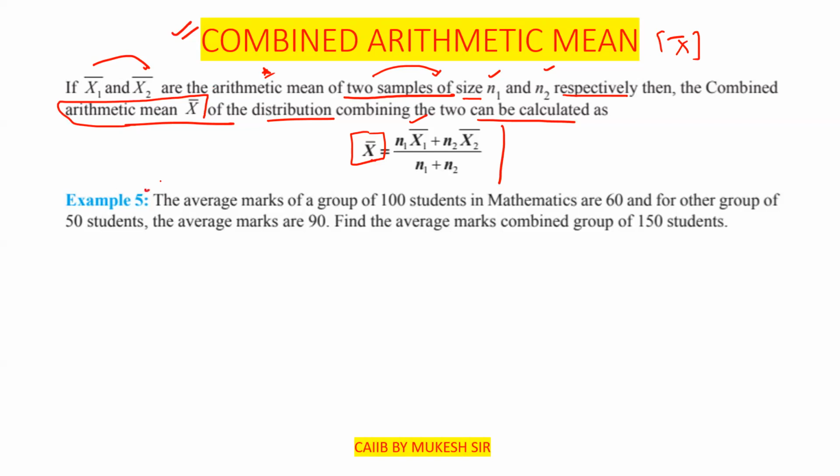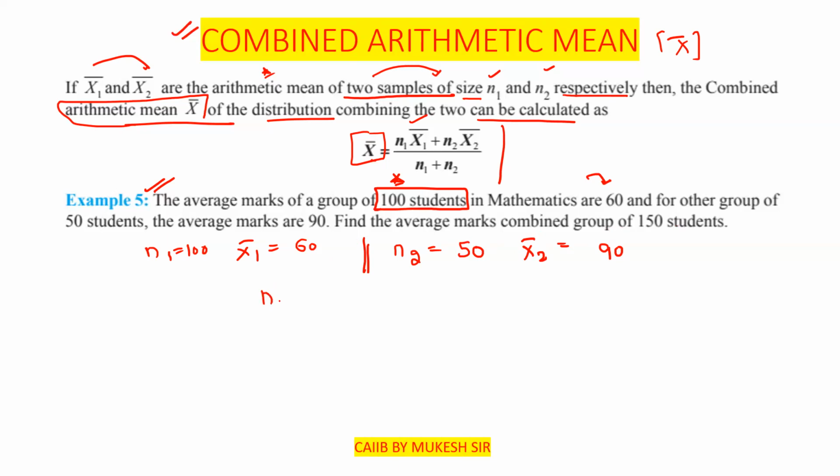This is a question we are taking directly from the book. The average marks of a group of 100 students in mathematics are 60. So n1 is 100 and x1 bar is 60. For the other group of students, n2 is 50 and x2 bar is 90. Find the average marks of the combined group.